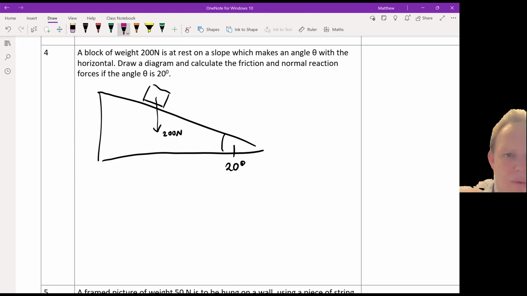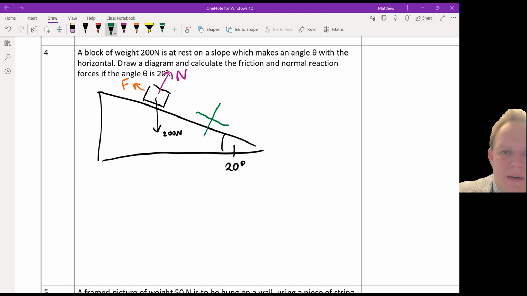There are going to be two further forces acting on the block. The normal reaction force I'm going to label N, and the friction force up the slope I'm going to label F. As we said before, in this particular case, what we want to do is resolve in the pair of planes that are parallel to the slope and perpendicular to the slope.